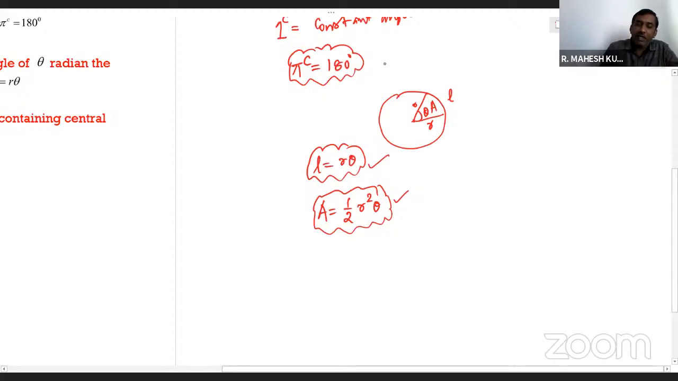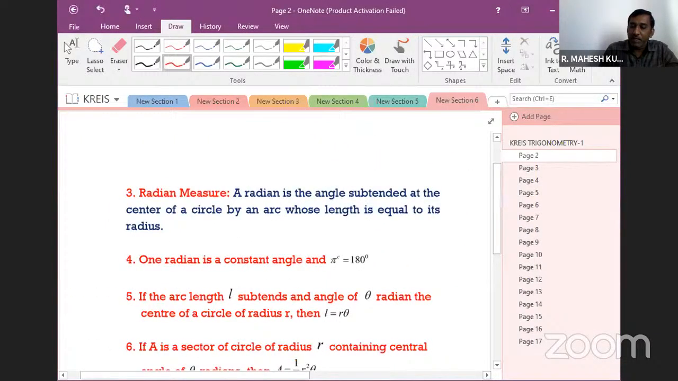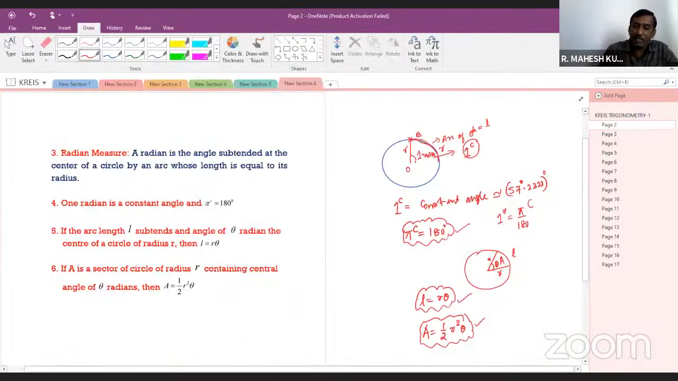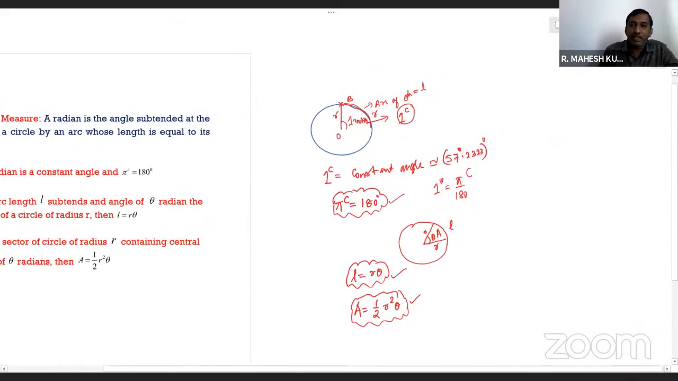And remember, pi radian is always equal to 180 degrees, and from this, 1 degree is always equal to pi divided by 180 radian. This I am going to use to convert radians into degrees and degrees into radians, vice versa, right? So now we'll look into it. You need to remember these three things.